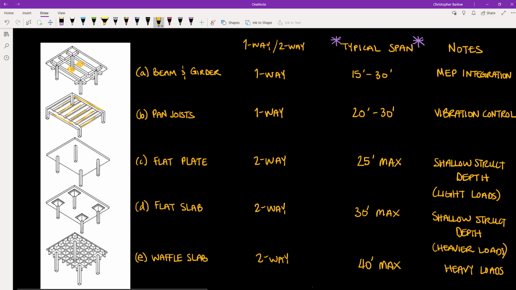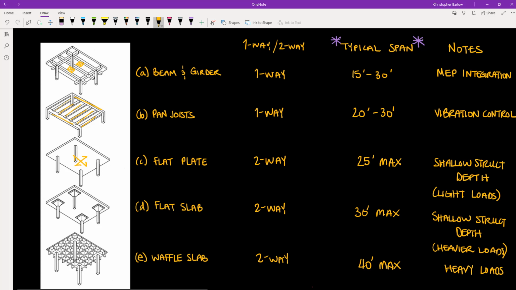Now, getting into our two-way systems, first we have the flat plate. So this flat plate system will have reinforcing in 2 directions through the slab, and so the load will travel in 2 directions to these columns. The flat plate system will have a max span of about 25 feet, and it is typically ideal when we are looking for the most shallow structural depth, given that we have relatively light loads. So if you are building a residential tower, for example, and you're looking to squeeze in 1 extra floor, you may look at a flat plate system.